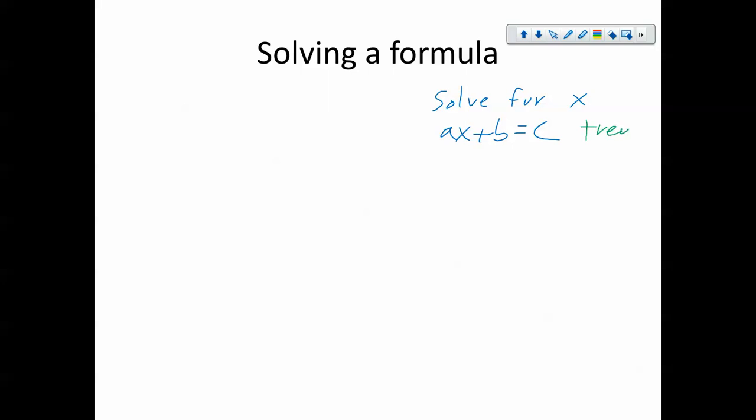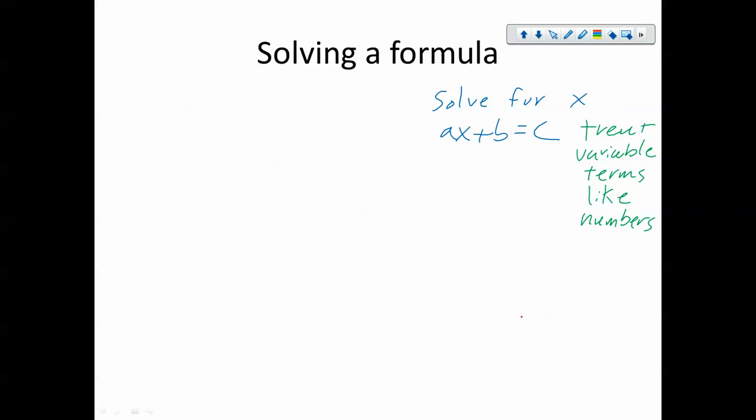Treat variable terms like numbers, because that's what they are. A variable is just a number that we don't know yet. So can we subtract it? Yes, because we can subtract numbers, we can subtract variables, right?